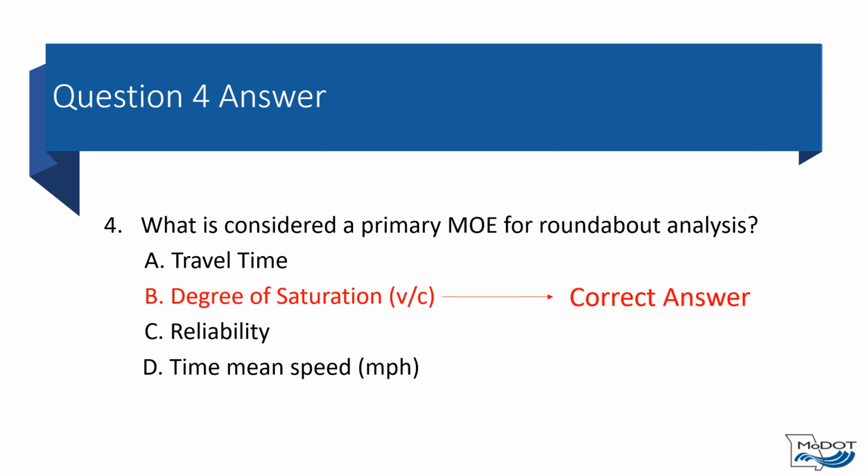The correct answer is B. Degree of saturation, VC. Remember, a degree of saturation of 0.85 VC or less is desired for each lane group. If the degree of saturation is greater than 0.85, then the analyst is encouraged to perform sensitivity analysis to determine the influence of volumes on roundabout delays and queues.